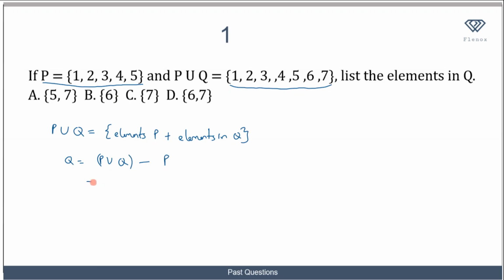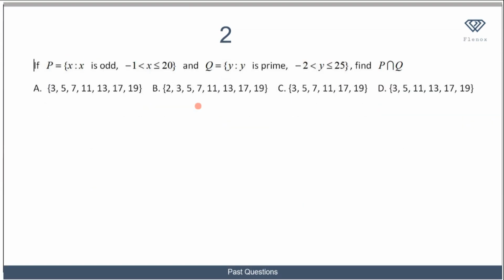In P. So all we have to do now is to look for the elements that are not in P but are in P union Q, and if we check very well we see that it is just 6 and 7. So set Q must be made up of 6 and 7, because if set Q is made up of 6 and 7, then set P union Q is made up of 1, 2, 3, 4, 5, which are the elements in P, and 6 and 7, which are the elements in Q. So the correct answer to this question is option D.